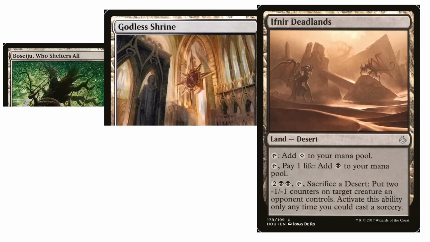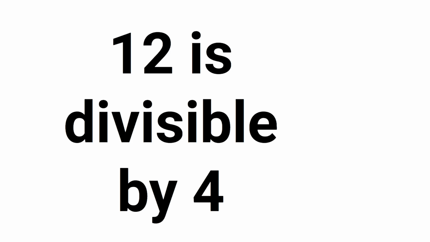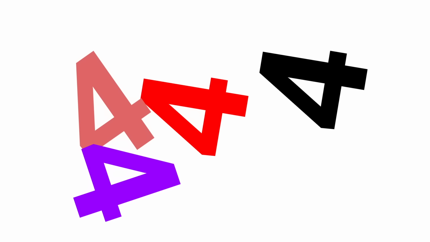Now, hear me out here. We have these cards. What if we put four of each of them in the deck? That would be 12 more cards in the deck. 12 is divisible by 4. It's the best number, 4.